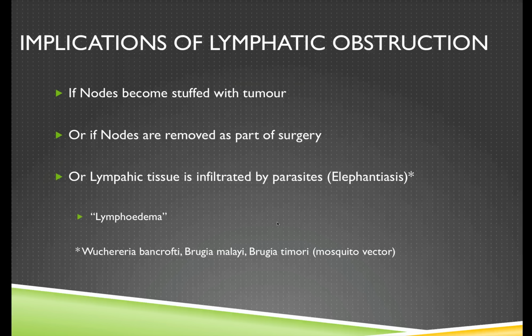Lymphatic tissue, not in this part of the world, but typically lymphatic tissue can be infiltrated by parasites, and this causes a syndrome called elephantiasis, which can be caused by several different pathogens, often of a mosquito vector.